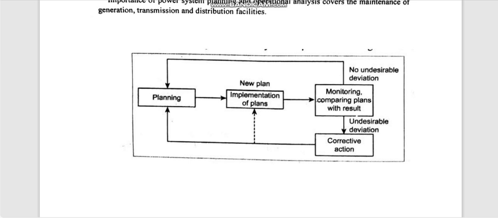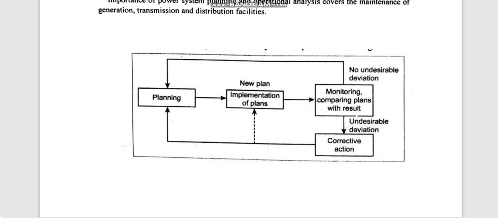After that implementation, we have to monitor our plan with our result. If our result matches our consideration, meaning there is no change, we continue implementing the plan. Otherwise, if there is a deviation, we go for a corrective action. After taking corrective action, we implement the plan. Otherwise, if there is a large amount of deviation, we go for further planning.